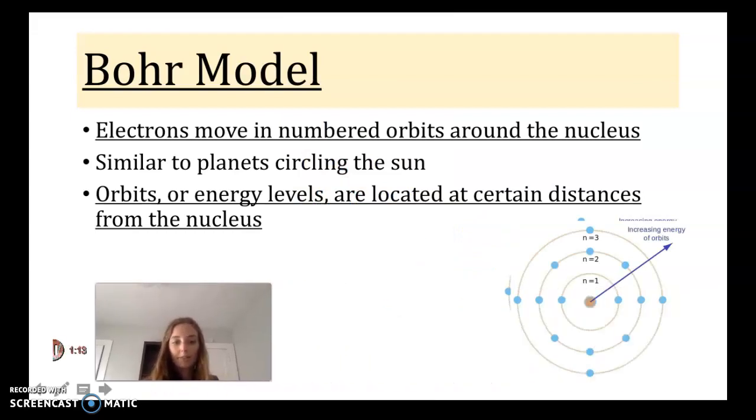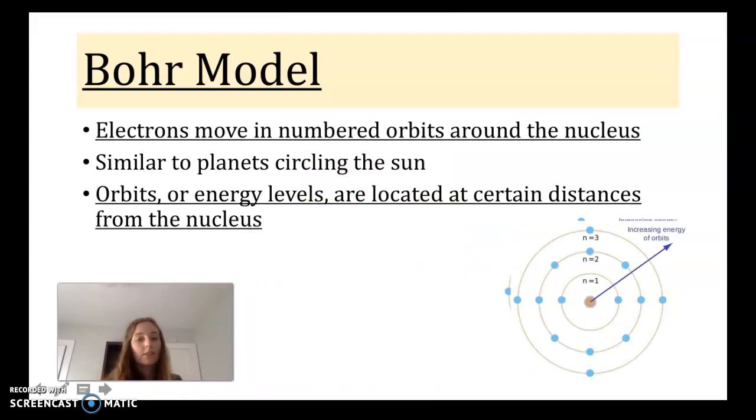For our Bohr model, we will notice that electrons move in numbered orbits around the nucleus, similar to planets circling around the sun, just like we said. Orbits or energy levels are located at certain distances from the nucleus. So we have our first energy level, our second energy level, and our third energy level, and energy increases throughout. We call this n, or orbital 1, 2, and 3. Notice that different shells have a different number of electrons. Each of these blue dots represents an electron. So we have 2 here, yet on the second shell we have more than that.